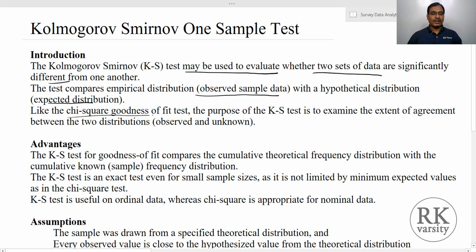Like a chi-square goodness of fit test, the purpose of the KS test is to examine the extent of agreement between two distributions. In the case of a Kolmogorov-Smirnov one sample test, your observed data is ordinal data. When comparing with the chi-square test, in the case of a chi-square test, your observed data is nominal data, whereas here the observed data is ordinal data and unknown. You can check with this any theoretical or hypothetical distributions like a normal distribution, Poisson distribution or progressive distribution, but we prefer this with a normal distribution.